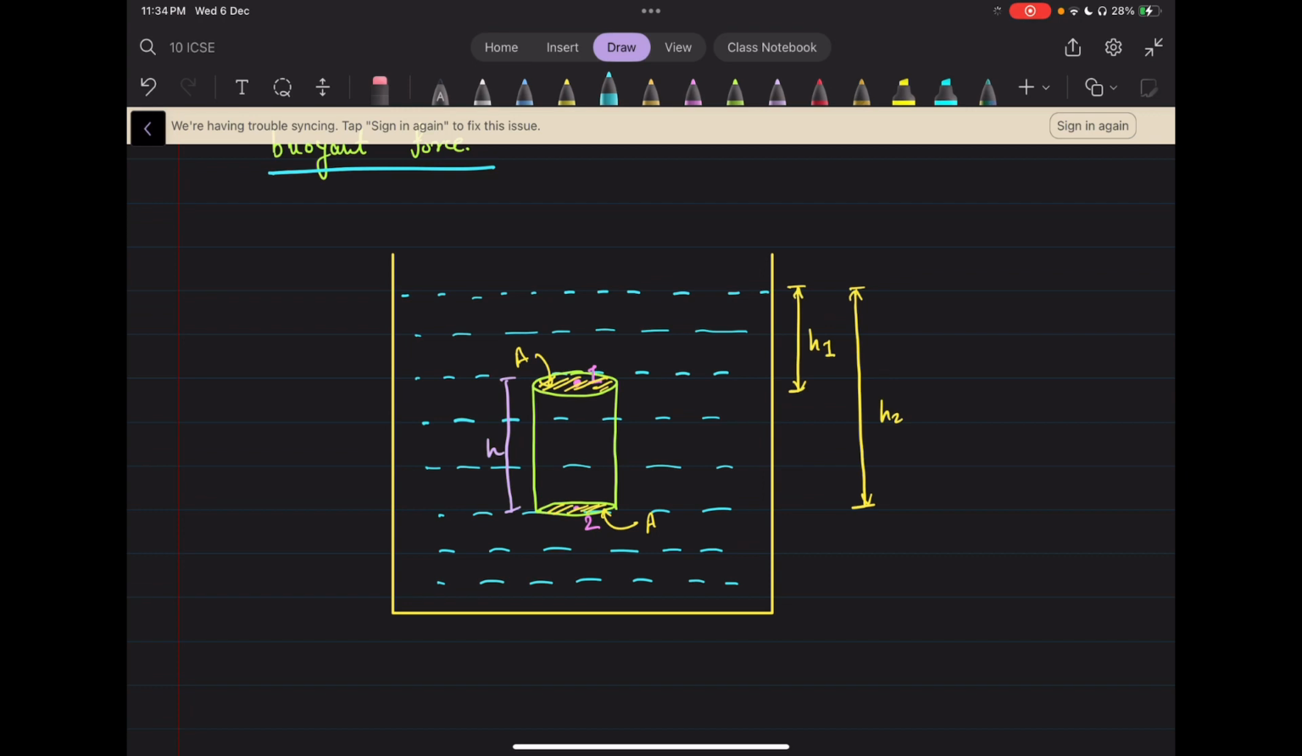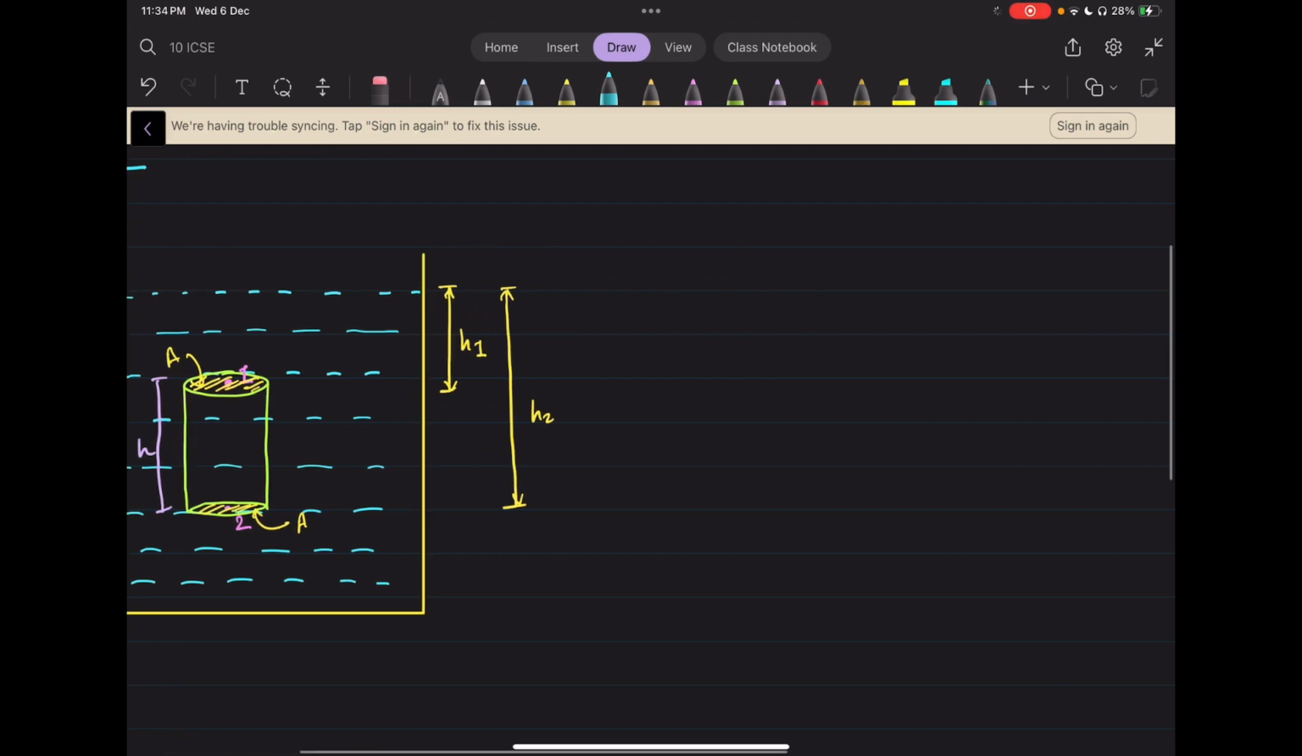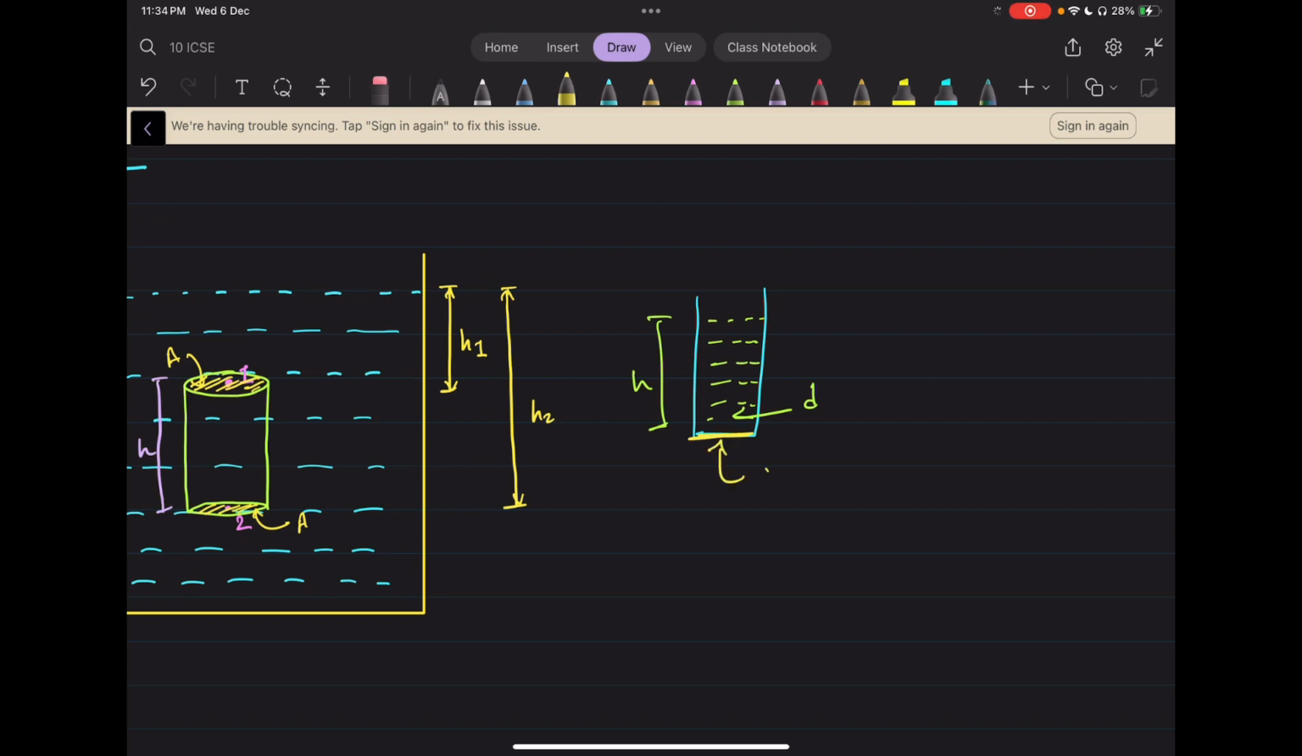Let us understand some important concepts about the pressure exerted by a fluid. As we already know, if this container is filled with liquid of density d up to the height h, then the pressure exerted by this fluid at the bottom of the container will be dgh: density of fluid, gravitational acceleration, and height of fluid column.